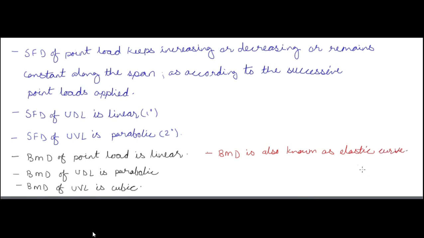Okay, now SFD of UDL is linear, SFD of UVL is parabolic, BMD of point load is linear, BMD of UDL is parabolic, BMD of UVL is cubic, and also BMD is known as elastic curve. So in the question, if you are given draw the elastic curve for the given beam, then you have to know that it is asking for the bending moment diagram. Okay, so elastic curve is also known as BMD, bending moment diagram, or BMD is also known as elastic curve.